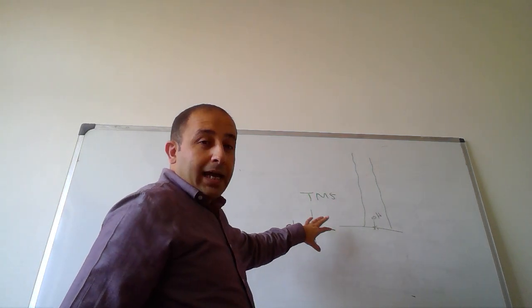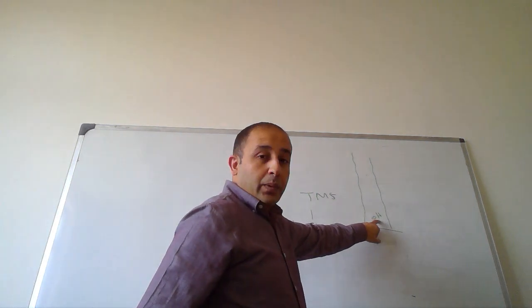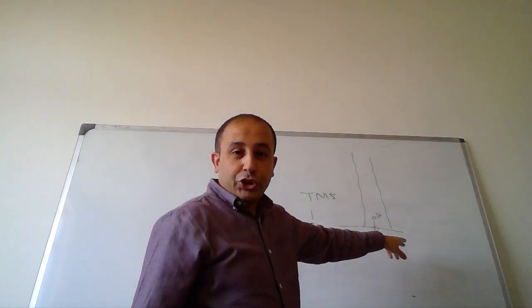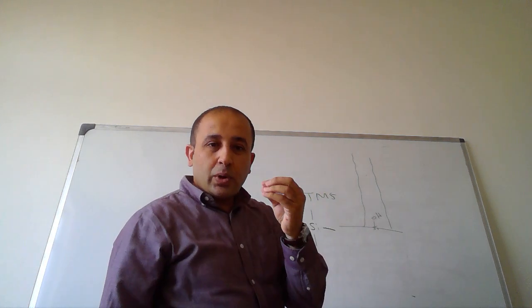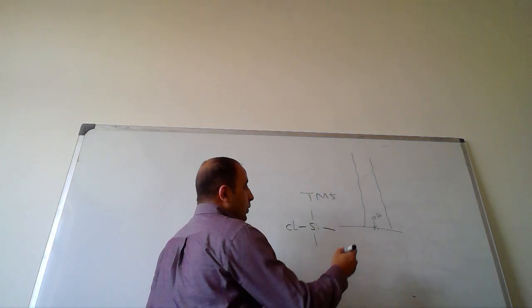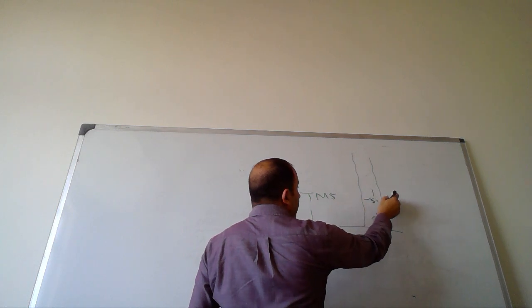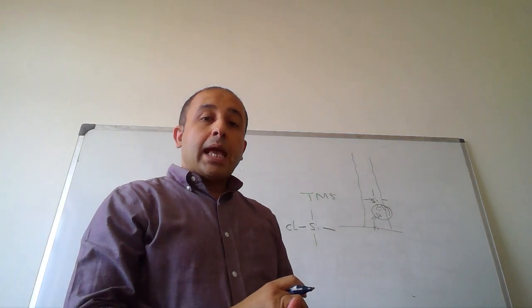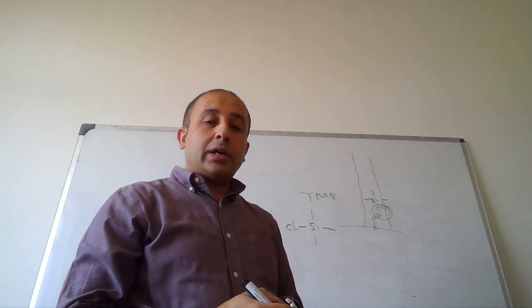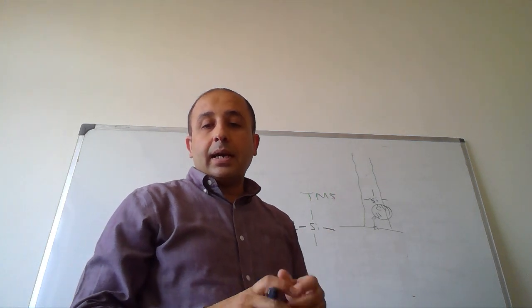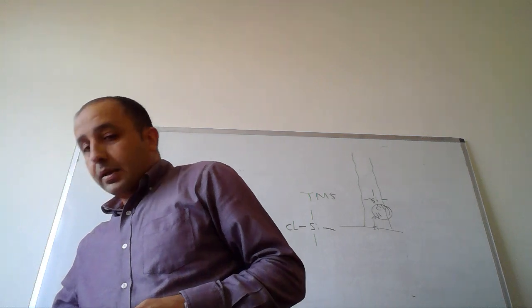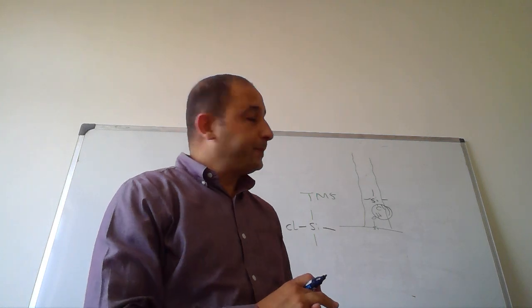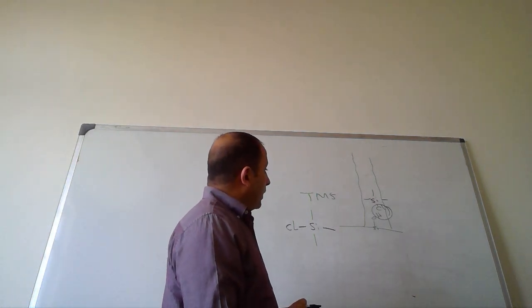Now, the same reaction will occur with silanols. But here we don't have a hydrocarbon chain, so this is a small compound. So this small compound will come here. HCl will be removed, and then a covalent bond will be formed between the silicon atom of TMS and the oxygen atom of the silanol.